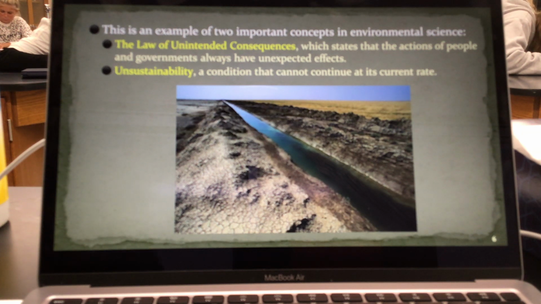And then the other term here is unsustainability. And that's just a condition that can't continue at its current rate. The key word, sustainability, is a big, hot topic, big buzzword, and it has been for quite some time all across the globe. We want to find sustainable solutions to our impact on the environment, whether that's dealing with energy or agriculture, pollution. We want to find that sustainable balance so that we can maintain life and existence for a really long period of time.